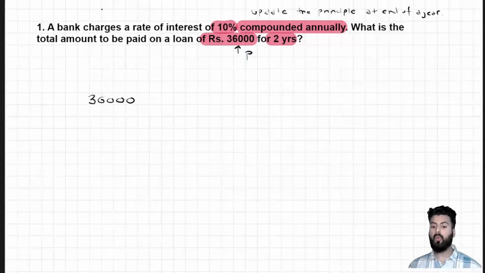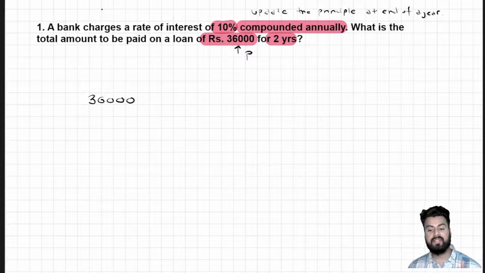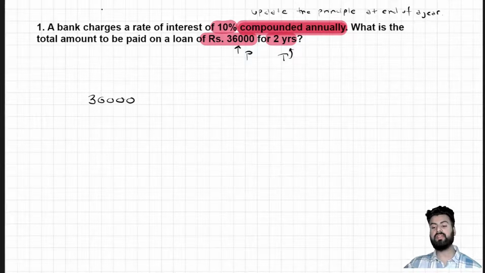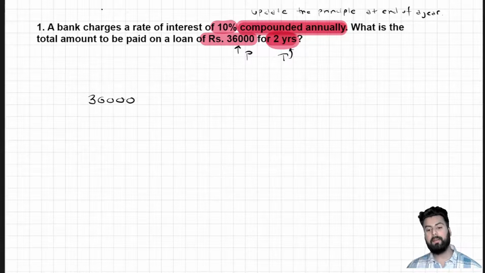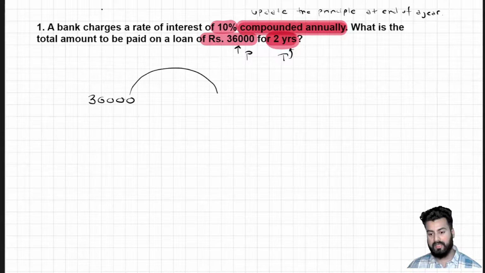And now what they are saying is, what amount you have to pay back in order to clear this loan of 36,000 in the duration of 2 years. So tell me one thing, since the time duration is 2 years and the compounding is going to be done annually, it means the principal is going to be changed after the end of every year. So in a duration of 2 years, how many compounding periods? You would say, sir, there are going to be two compounding periods, 1 and 2.